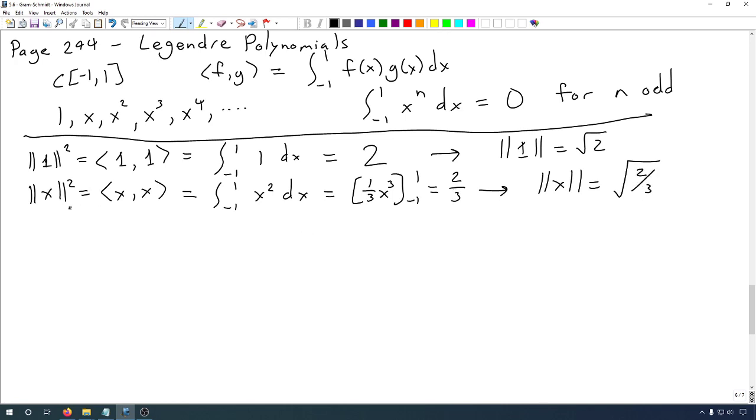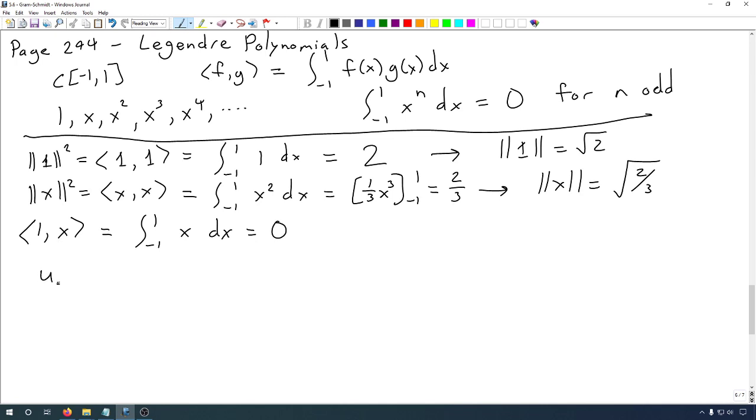Now, why am I taking the norm of x? Well, it turns out that if I look at the inner product of 1 and x, so I'm taking 1 times x as my integrand, and notice here we just have an x to the first power, or in other words, we get 0. So 1 and x were already orthogonal to each other. That's not always going to happen when you're doing these Gram-Schmidt problems, but it does happen here. So we didn't actually need to make these two orthogonal. We just need to make 1 and x into unit vectors. That was our first step.